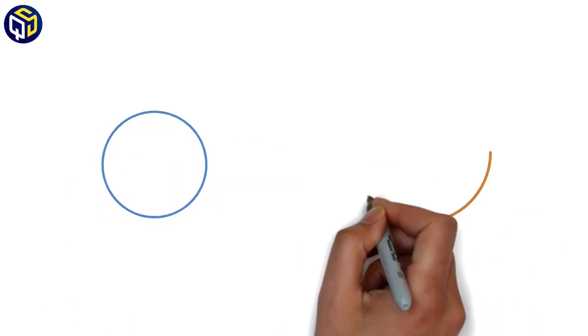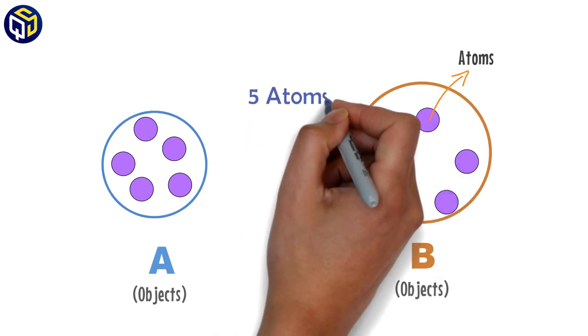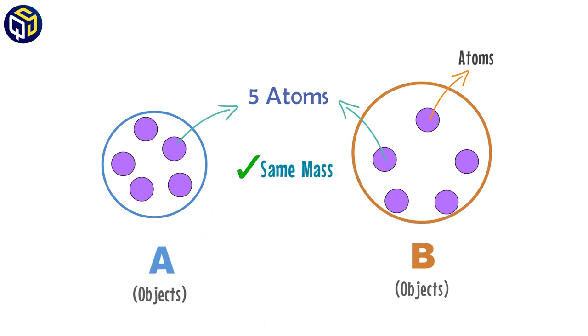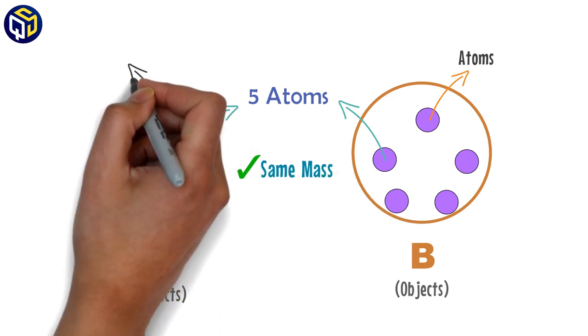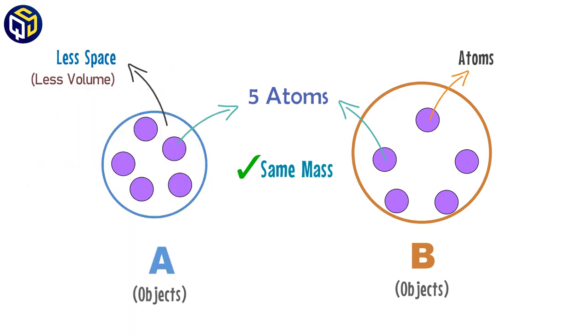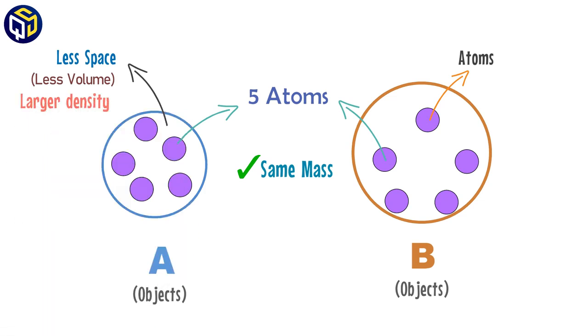These two circles represent objects, and the smaller circles inside of them are atoms. Let's call the one on the left Object A, and the one on the right Object B. Object A and Object B have the same amount of atoms, therefore they have the same mass. However, Object A has less space between the atoms, which means the volume is less because the atoms are packed together. The atoms are closer together in Object A, therefore it has a larger density. It is more dense than Object B.